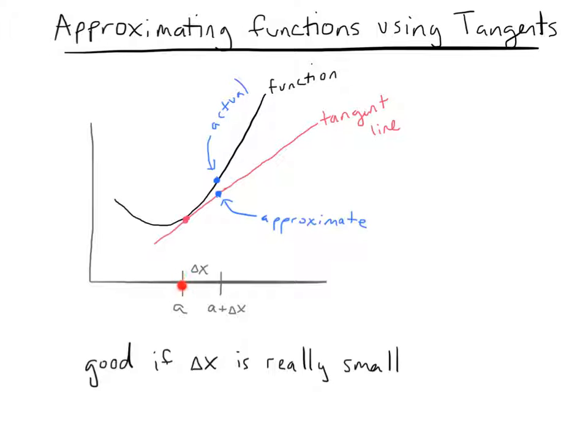So for instance, if my tangent is at point x equals a, and then my delta x is relatively small, then a plus delta x, this would be my approximate y value, and that's my actual y value, the one on the function. And you can see this distance between them is not too big, but if I had a giant delta x, and so I'm over here somewhere, the distance between the tangent line and the function is huge, so that's not a really good approximation. So we can use tangent lines if delta x is really small.